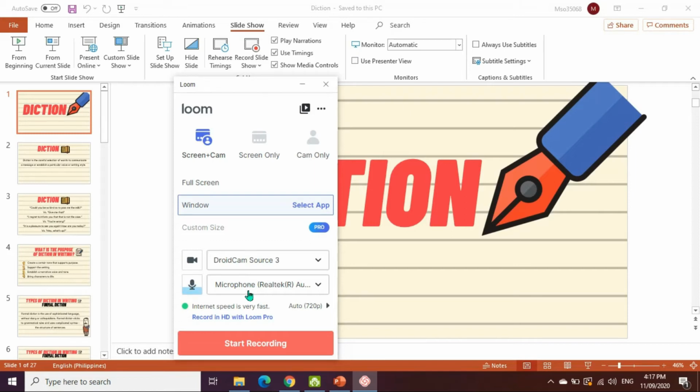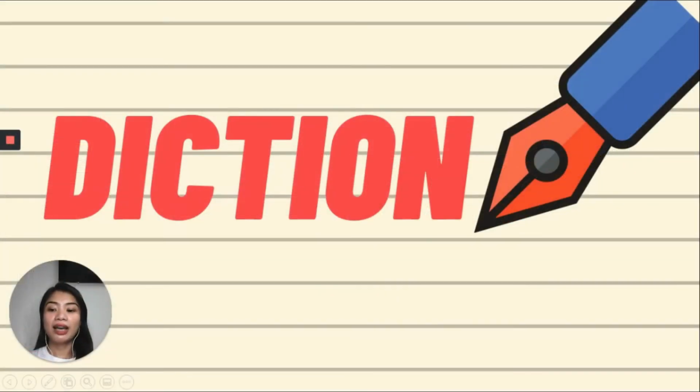Now, once you're ready for your recording, then we just have to click Start Recording. Okay, so this is how it looks like kapag nag-start na tayo ng recording at ganito rin yung magiging output ng video natin. So again, ang pinili natin is a combination of cam and screen.